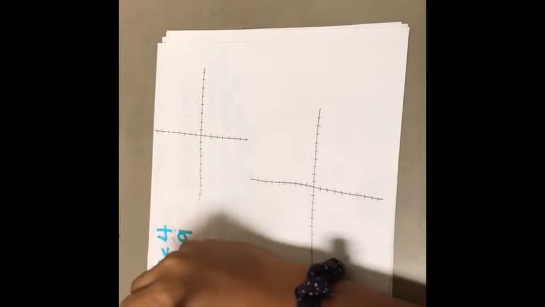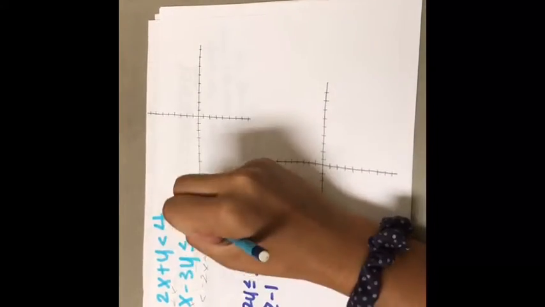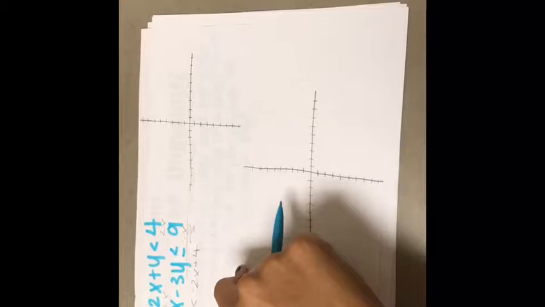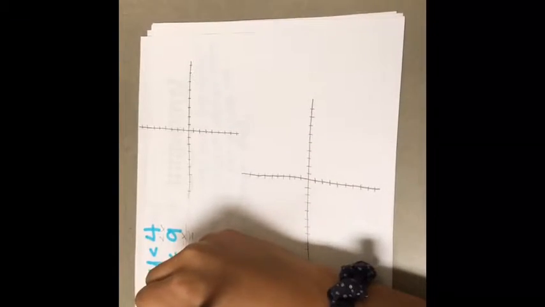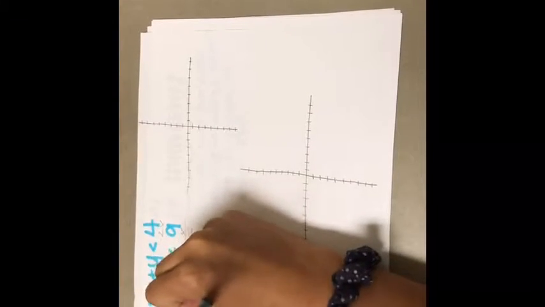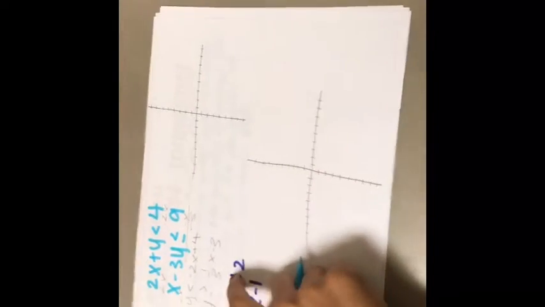For the next problem, you have x minus 3y is less than or equal to 9. So you're going to subtract the x, and once you get that, you're going to divide by negative 3 to get the y by itself, and you're going to get y is greater than or equal to 1/3 x minus 3. Now you're going to want to graph these on the coordinate plane.